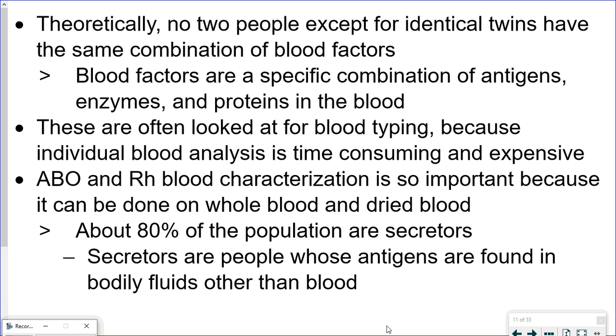And about 80% of the population are what we consider to be secretors. They actually also produce these antigens in other bodily fluids like urine, sweat, saliva, semen, things like that.